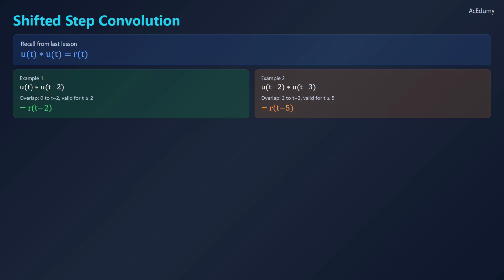Similarly, u(t minus 2) convolved with u(t minus 3). The overlap is from 2 to t minus 3, giving t minus 5 for t greater than or equal to 5. So u(t minus 2) convolved with u(t minus 3) equals r(t minus 5).